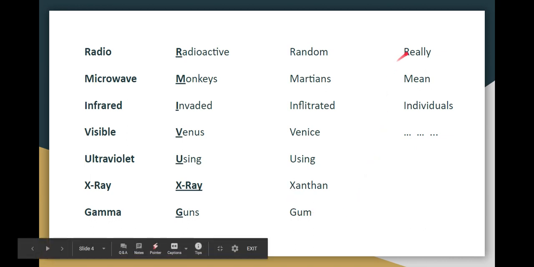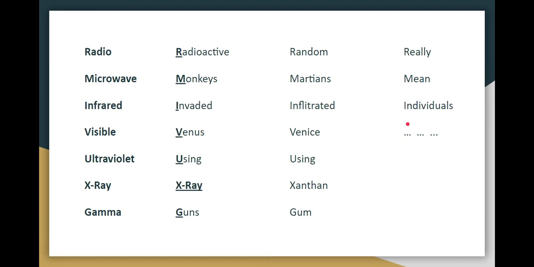If you remember that really mean individuals, blah, blah, blah, make up your own sentence, however you remember them. But you should be able to tell me all 7 of them, and you should be able to tell me in order, starting with radio and ending with gamma.